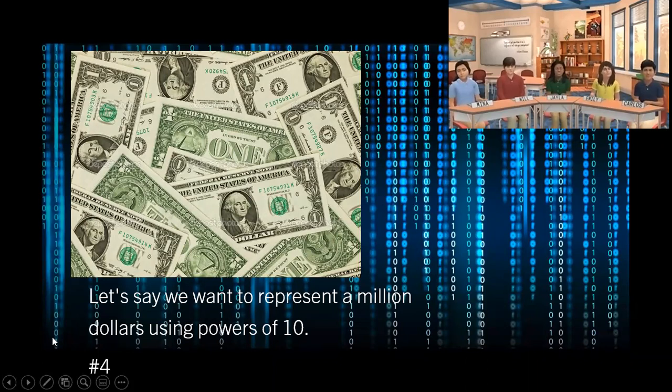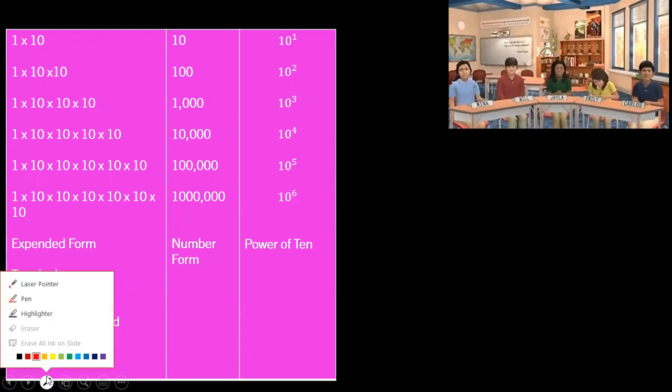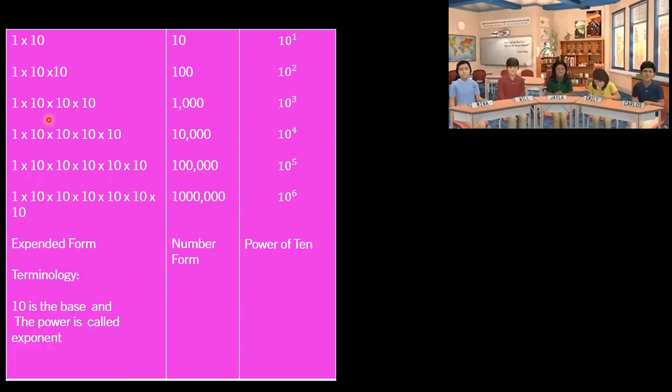Let's say we want to represent $1 million using powers of 10. Have you ever seen $1 million? Oh, I've never seen that much money. All right, but we can count on paper and see how big the number looks. Let's start with 1 and multiply that by 10.